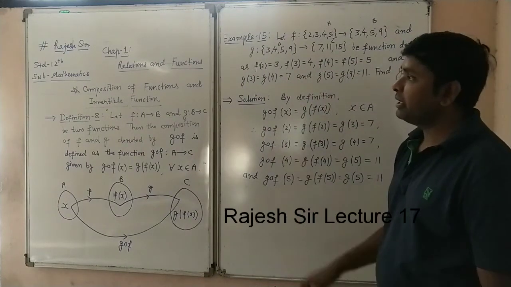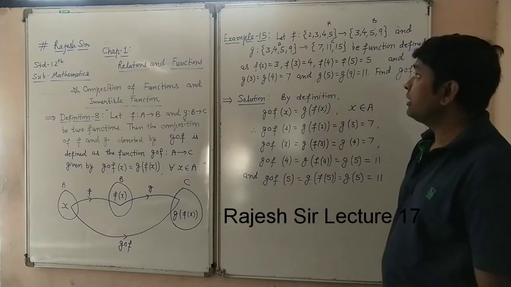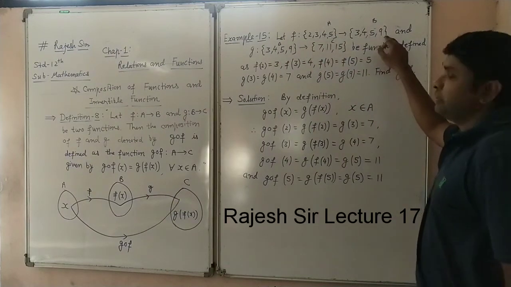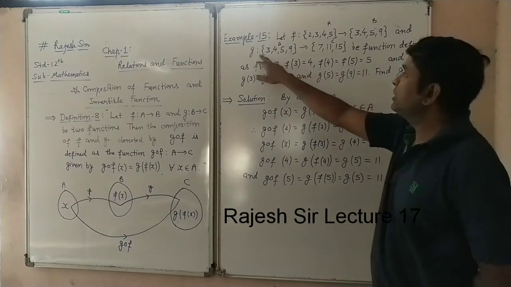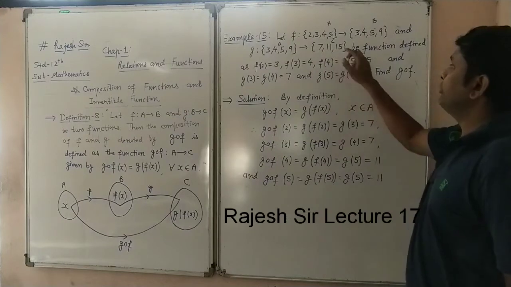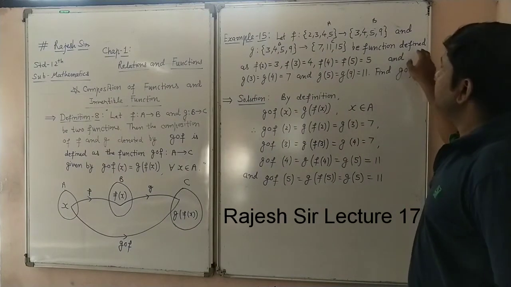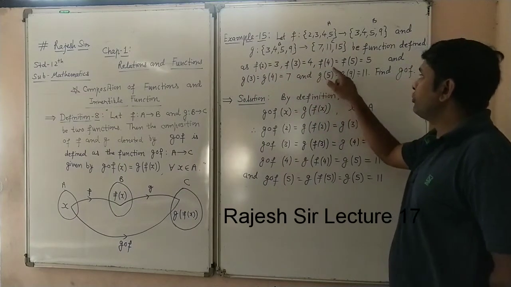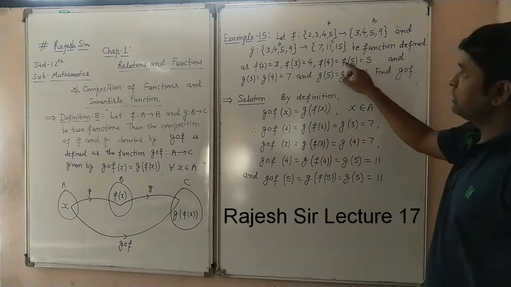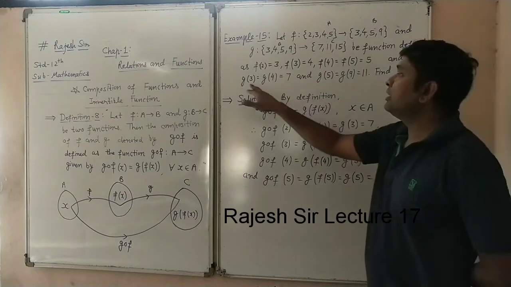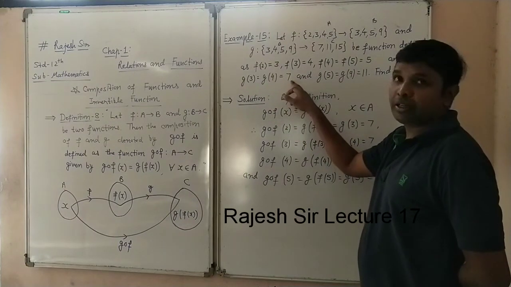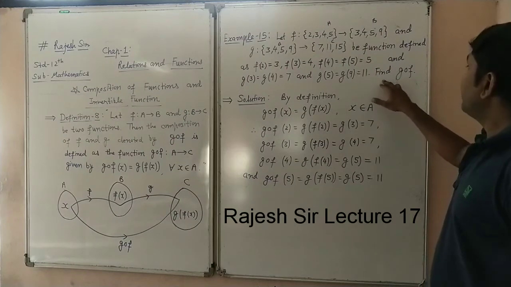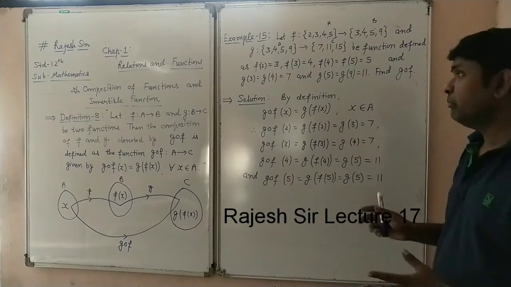Now, after understanding the definition, we will do one example also, which is in the textbook. Example 15: let f from {2, 3, 4, 5} to {3, 4, 5, 9} and the other function g from {3, 4, 5, 9} to {7, 11, 15} be functions defined as f(2)=3, f(3)=4, f(4)=f(5)=5, and g(3)=g(4)=7, and g(5)=g(9)=11. Find gof. It's a very simple question.